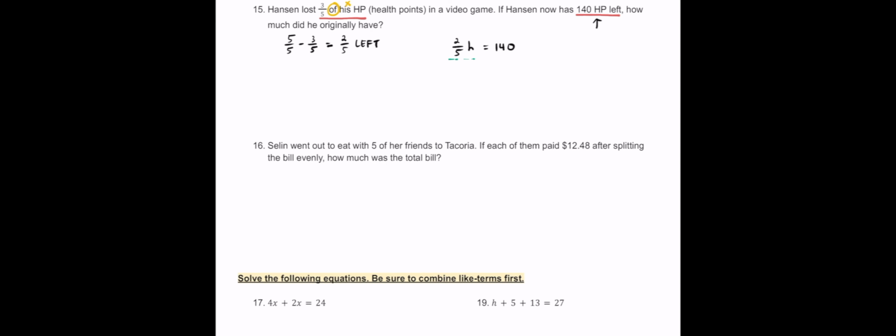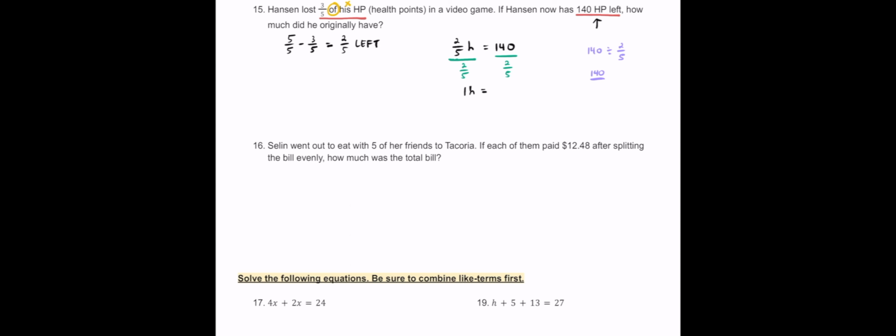Well, on the left side here, we're going to divide by 2/5. What's 2/5 divided by 2/5 on the left side? That's going to be 1h, or all of his health. And on the right side, we have this 140 divided by this 2/5, right? So it's important to write it just like that, 140 over 1. Keep that.